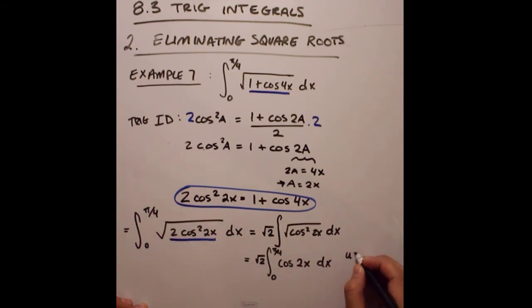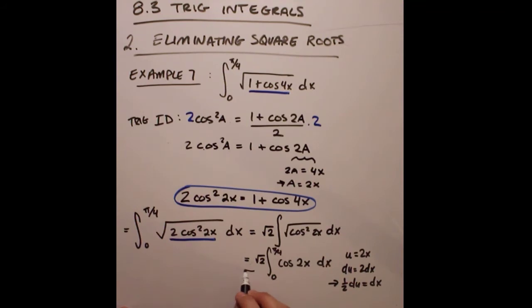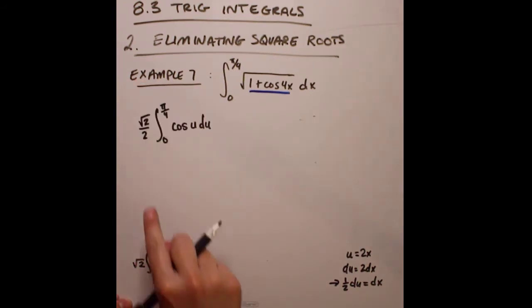You've seen this a lot now. At this point, you can use u substitution. u is 2x, du is 2 dx, so you'll substitute 1/2 du for dx. Let me move over to the left here. This is square root 2 times the integral from 0 to pi over 4 of cosine u times 1/2 du. Now I am going to run out of room, so let me move this up. Continuing from where we were, I factored out the 1/2 to the front.